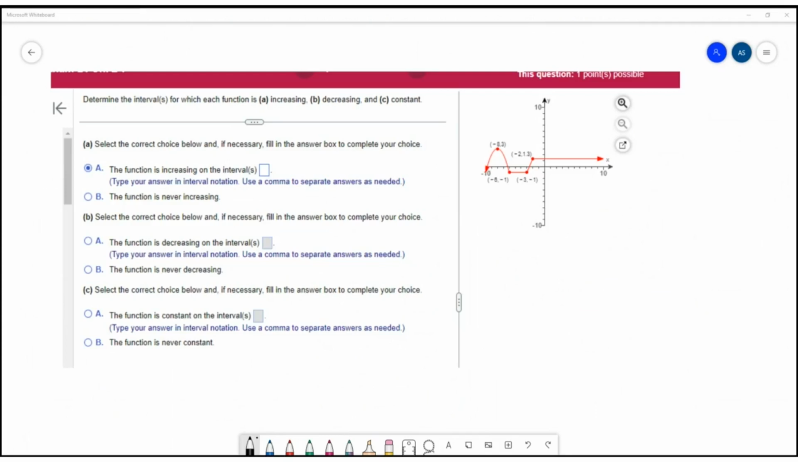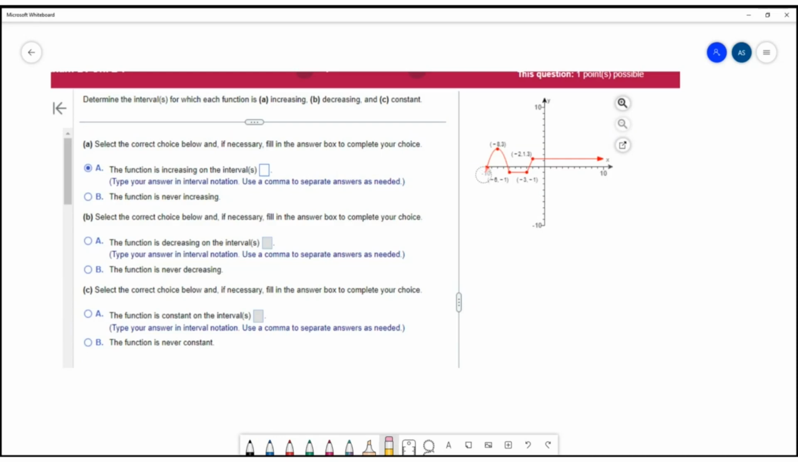So this question is talking about increasing, decreasing, and constant. We're given this graph here, and we want to write down the intervals of increasing, decreasing, and constant. I like to look at the big picture first and sort of label it before I write down the intervals. As I go through this picture, you always go from left to right.